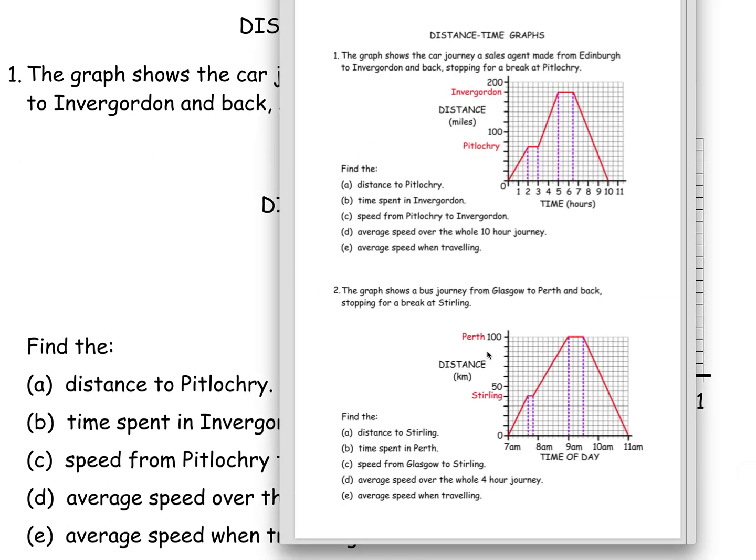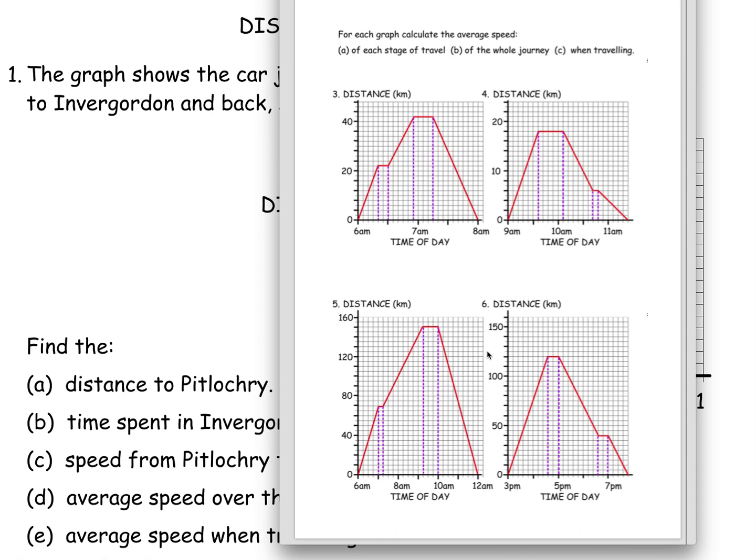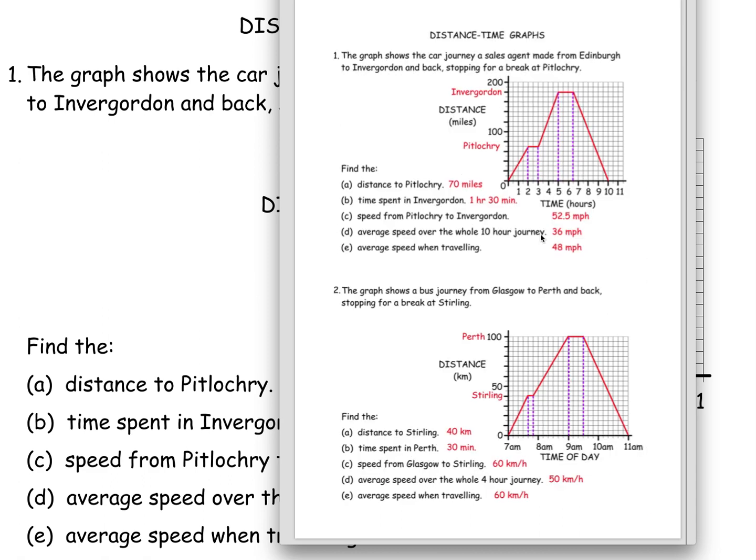So there's a worksheet, 6 questions. This side here is all about the average speeds for the whole journey and just when travelling, and working out the speeds at each stage of travel, and it'll have the answers.